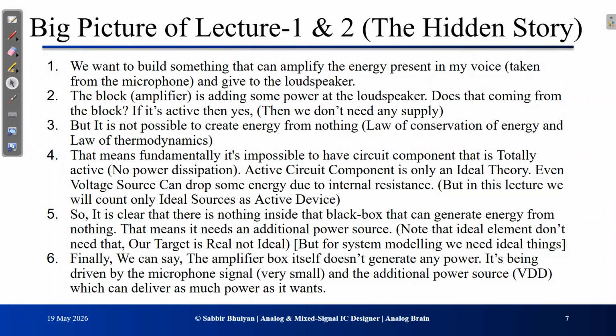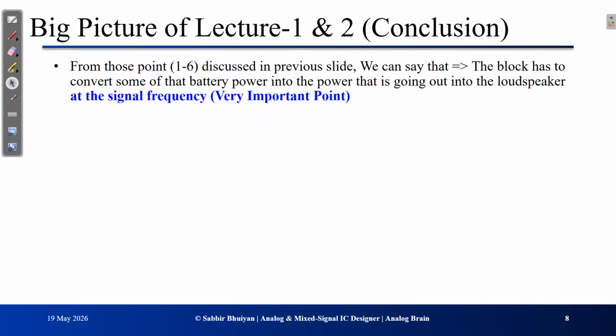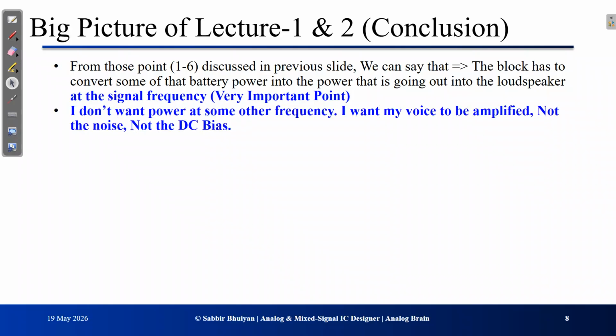And the additional power source which can deliver as much power as it wants. Okay, right. So we can tell from points 1 to 6 discussed in the previous slide that the block has to convert some of that battery power into the power that is going out into the loudspeaker at the signal frequency. This is the very important point: at the signal frequency, not any other frequency. I don't want my power at some other frequency. Okay, I want my voice to be amplified, not the noise, not the DC bias and the other things.